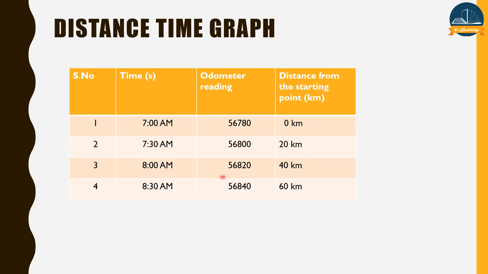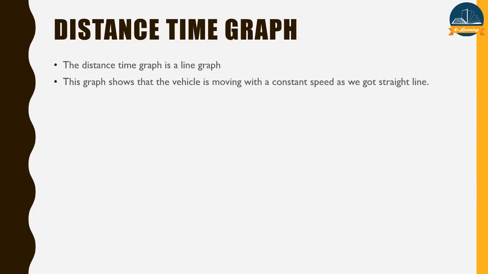Now at 8 o'clock, 40 kilometers. At 8:30, the distance covered was 60 kilometer. So based on this, we can plot a distance time graph. The distance time graph is a line graph. This graph shows that the vehicle is moving with a constant speed. So we'll get a straight line.